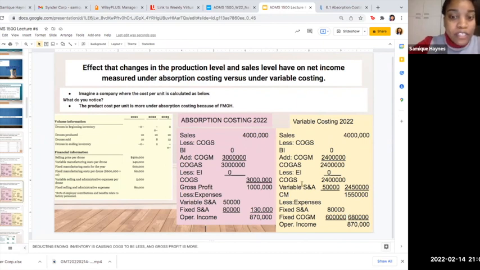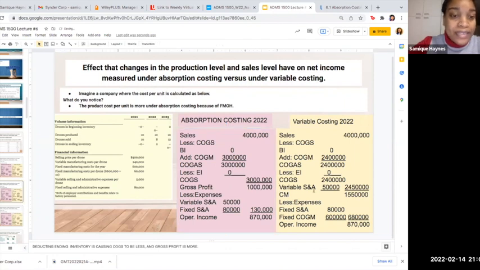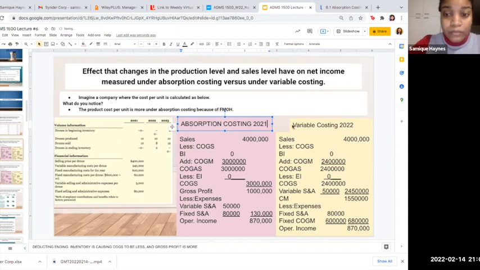So whenever you have zero ending inventory, your operating income for absorption and variable costing will be exactly the same. Okay? So write that down. Whenever you have zero ending inventory, your operating income for absorption costing and variable costing is going to be the same. This is 2021.